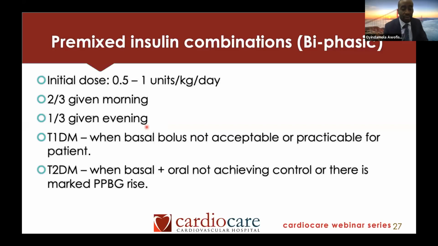Also, for patients with type 2 diabetes mellitus, they can be started on twice daily premixed insulin, or sometimes once daily, when oral agent is not achieving control, or when there's a marked rise in postprandial blood glucose for the patients.